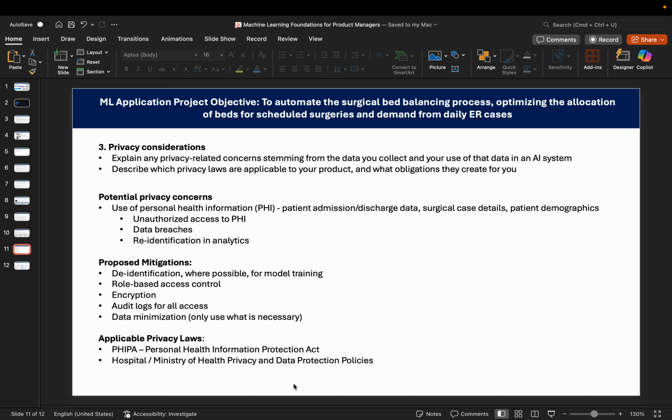The laws that apply here are the Personal Health Information Protection Act of Ontario and any hospital or Ministry of Health privacy and data protection policies that are necessary for the model to abide by.